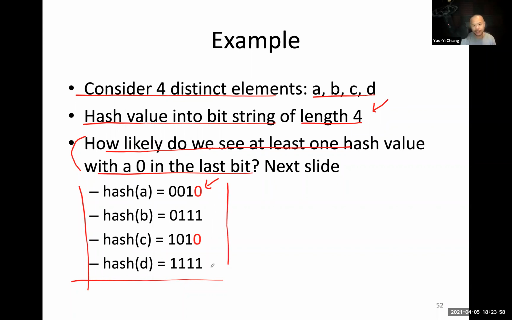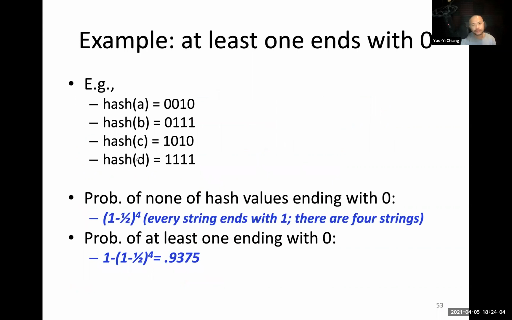Okay, so this is a made-up example. Don't think too much about it, but let's look at this. Say at least one ends with 0. We want the probability of none of the hash values ending with 0. So how do we generate this probability? That means every string ends with 1. The probability of ending with 0 is 1/2, and the probability of ending with 1 is 1 minus 1/2. Well, it's the same, right? So it's 1/2, and you have 4 strings, so power of 4. Cool. You have the probability of none of the hash values ending with 0, because you only look at one element.